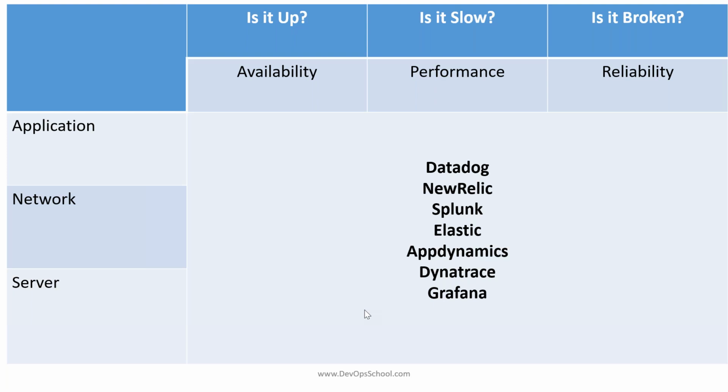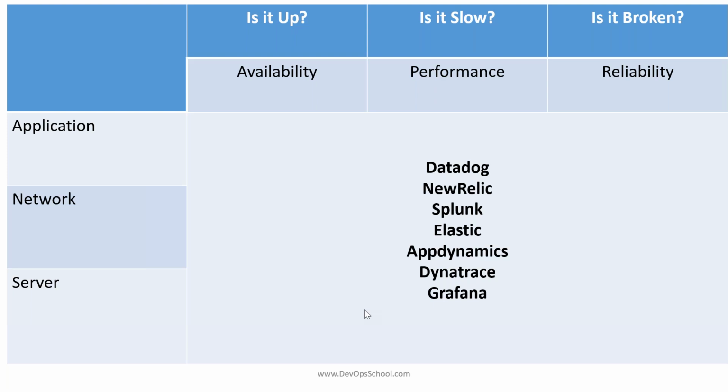In a simple way, my server is up, is it slow, is it broken? My network is up, slow, broken. My application is up, slow, and broken. And I would like to know complete information. I need systems which can help us gather the complete information, complete metrics, at one place in a microservices world, in the container world, right? Which system will help us? So these are the solutions which we have.